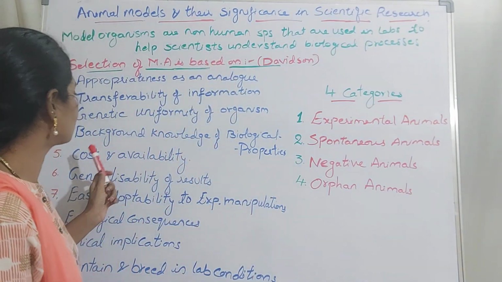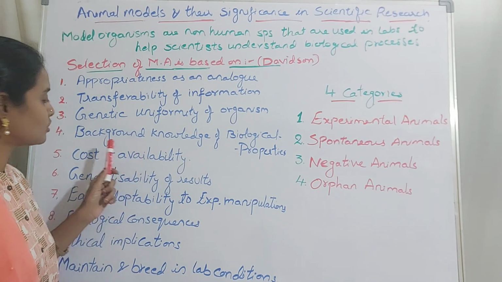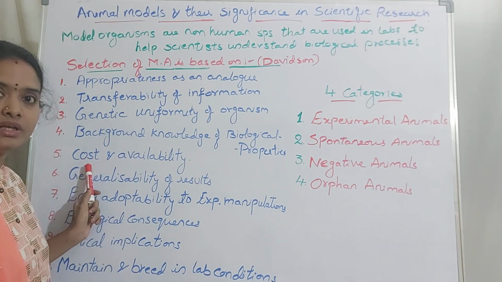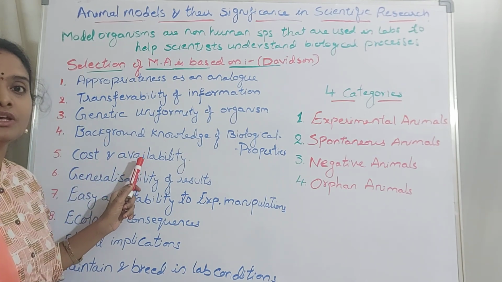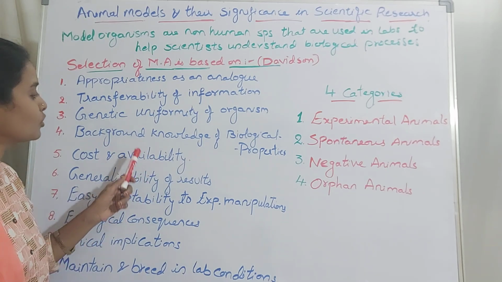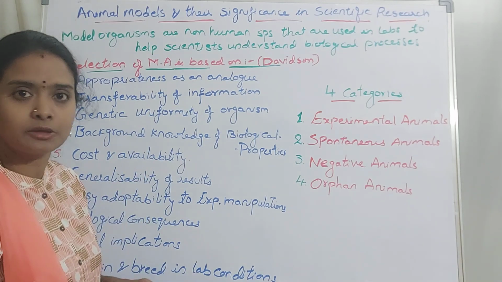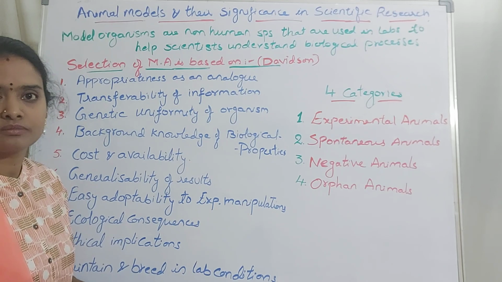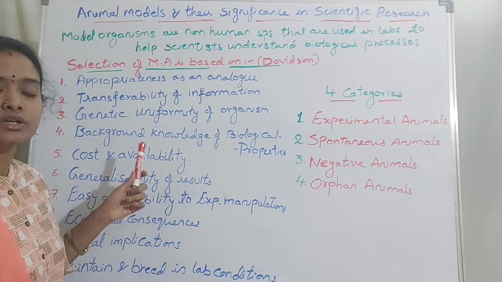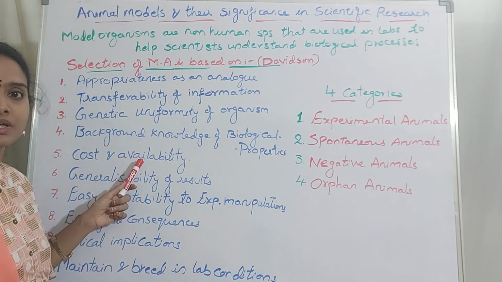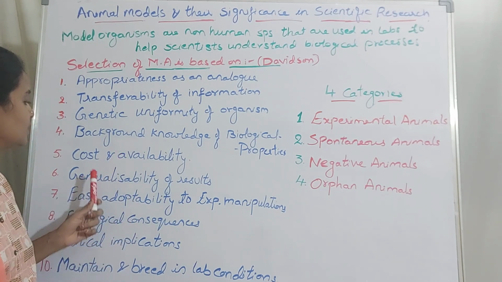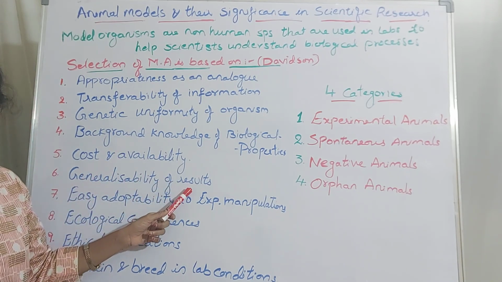Then you have the cost and availability. The cost of the animal must be very low and the availability must be very high. It is not that you are going to use some endangered animal as an animal model. That must not happen. So the availability must be high. Then it is generalization of the results.